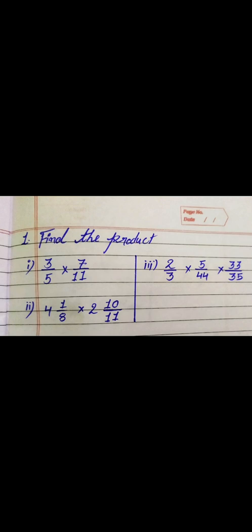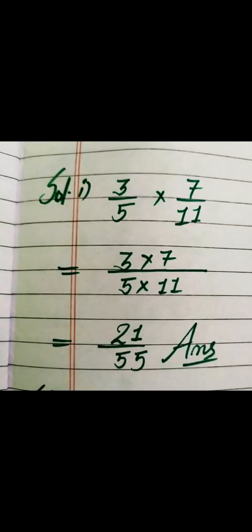So as you're seeing here, in the first one, there are no such numbers. This cannot be simplified by any number. So what we will do here is just multiply numerator to the numerator and denominator to the denominator. So in the numerator we will get 3 into 7 and in the denominator we will get 5 into 11. So after multiplication we will get 21 upon 55, which is our final answer.